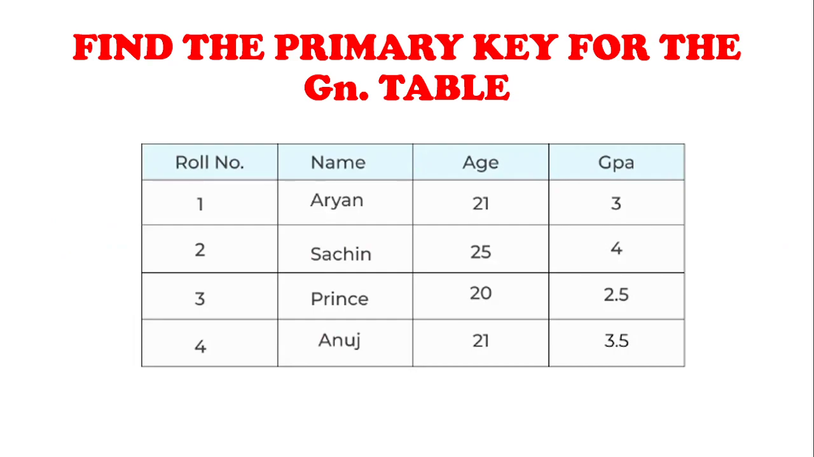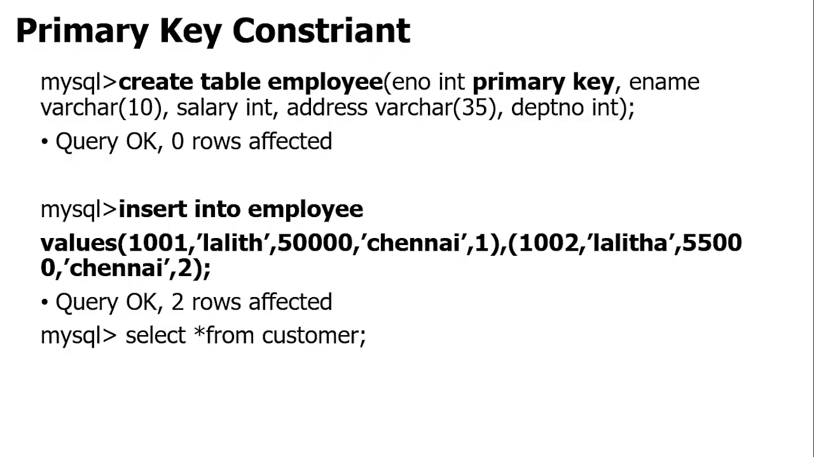So let us see the table. We have roll number, name, age, and GPA. Find the primary key for the given table. What is a primary key here, which is unique? Roll number. Now primary key constraints. We are creating a table, and we are saying that E number is a primary key. Then we have E name, salary, address, department number.